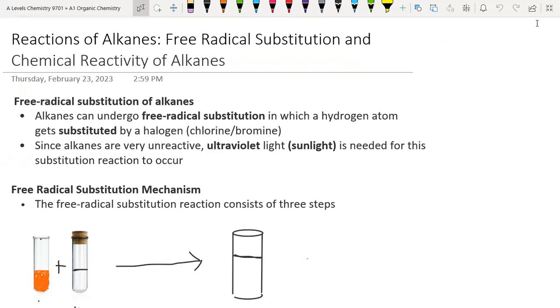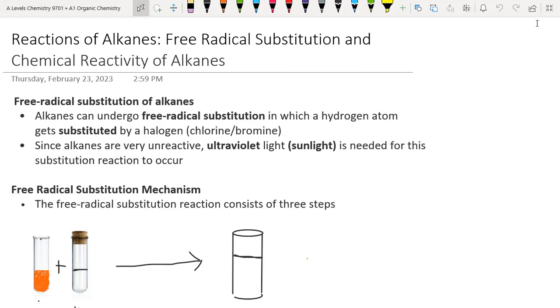In today's video we will discuss the reactions of alkanes. One of the reactions we have already discussed was combustion. Today we will discuss free radical substitution, and later on we will discuss the chemical reactivity of alkanes. Why are alkanes less reactive? This will be our second concern in this video. Let us start the video.